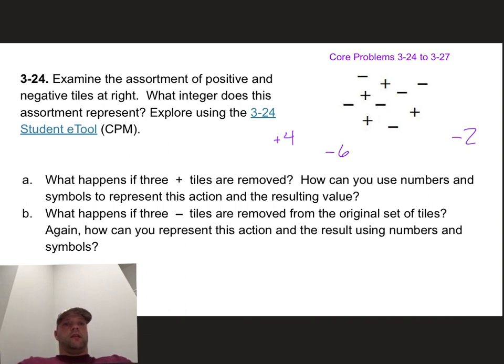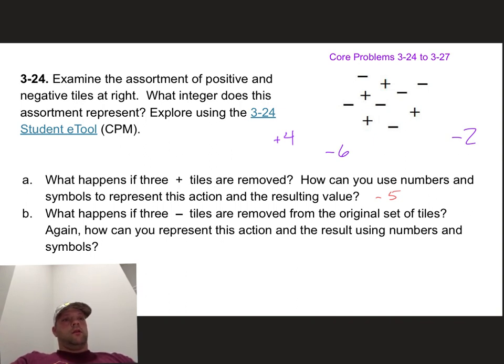And then it says, what happens if we were to remove 3 positive tiles? If I take my 3 positive tiles and remove them, I'm going to be left with a 0 pair, and then 5 negatives. So that would give me 5 negatives.